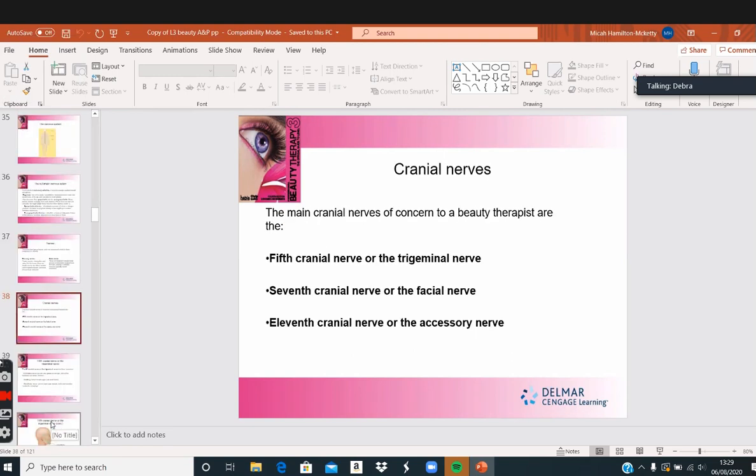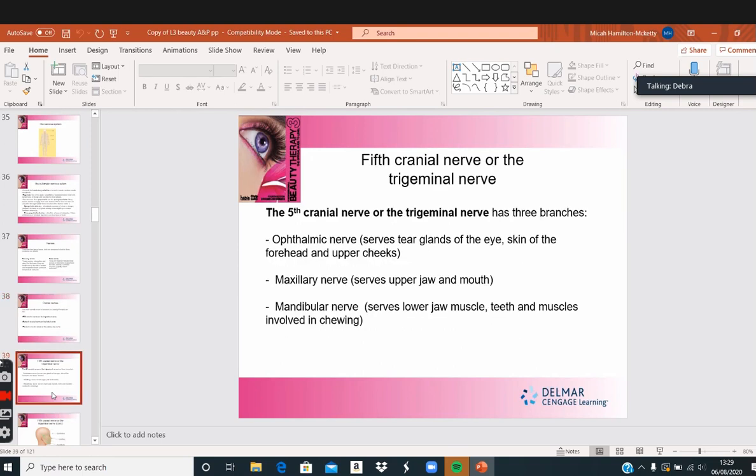Okay. Then you've got the cranial nerves. The main cranial nerves of concern to beauty therapists are the 5th, the 7th, and the 11th. The 5th cranial nerve, or the trigeminal nerve, the 7th cranial nerve, or the facial nerve, and the 11th cranial nerve, or the accessory nerve. As therapists, we need to know that. We also need to know where they are, but I'll show you that in a second.